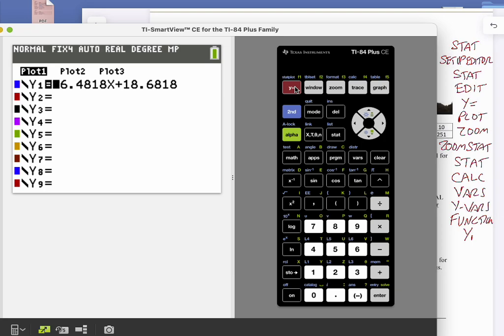So you're going here, and then, so you don't hit enter. You go vars, y vars, function y1, and then hit enter. And then it will be in there. And then you gotta do the run.